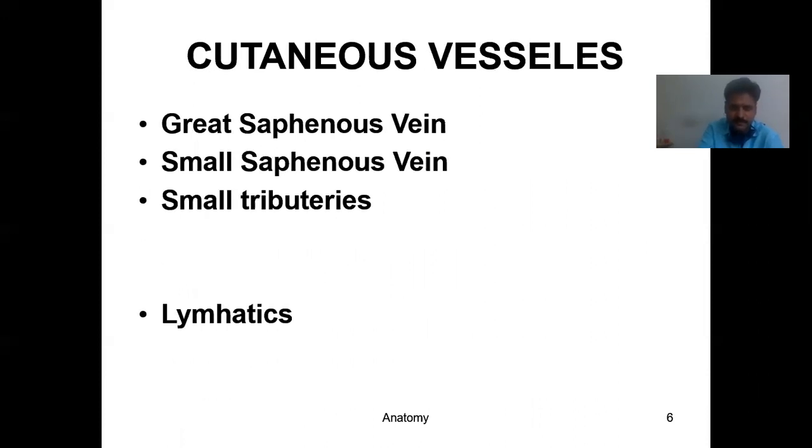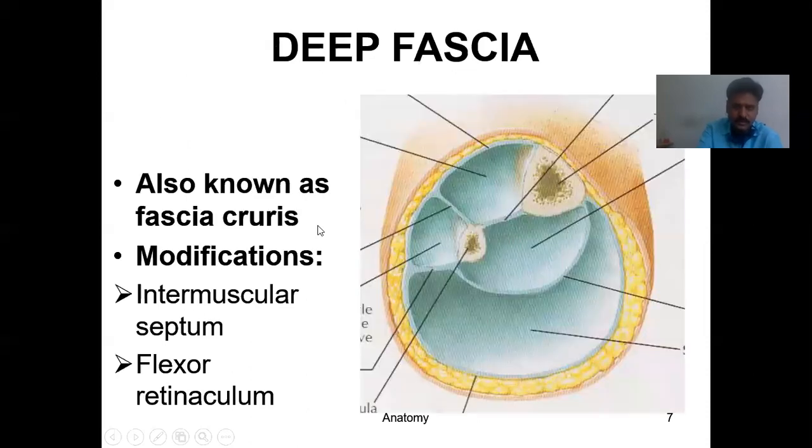And coming to the vessels, mainly the veins: the great saphenous vein, the small saphenous vein, and their tributaries. Along with the veins, we have lymphatics also. So that's about the skin and superficial fascia, consisting of the cutaneous nerves. Coming to the deep fascia of the back of the leg, it is otherwise called fascia cruris. Mainly it shows these modifications: the intermuscular septa, and we have the flexor retinaculum, a modification of the deep fascia.